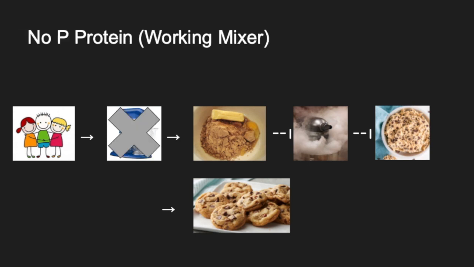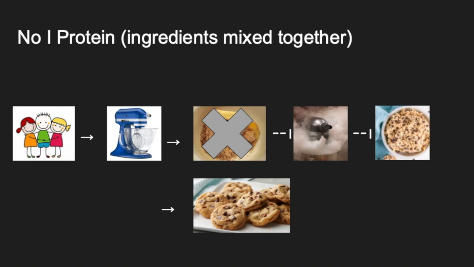Looking at this map, without the mixer, the P protein, we do not have our mixer, therefore the mixed ingredients are not mixed right and the cookie dough is stopped from being made and therefore no cookies are made. With no I protein, we have our friends there to help and have fun, and we have our mixer out, but the ingredients were unable to be mixed because of the broken mixer, which blocks the cookie dough to be finished, and cookies are not made.